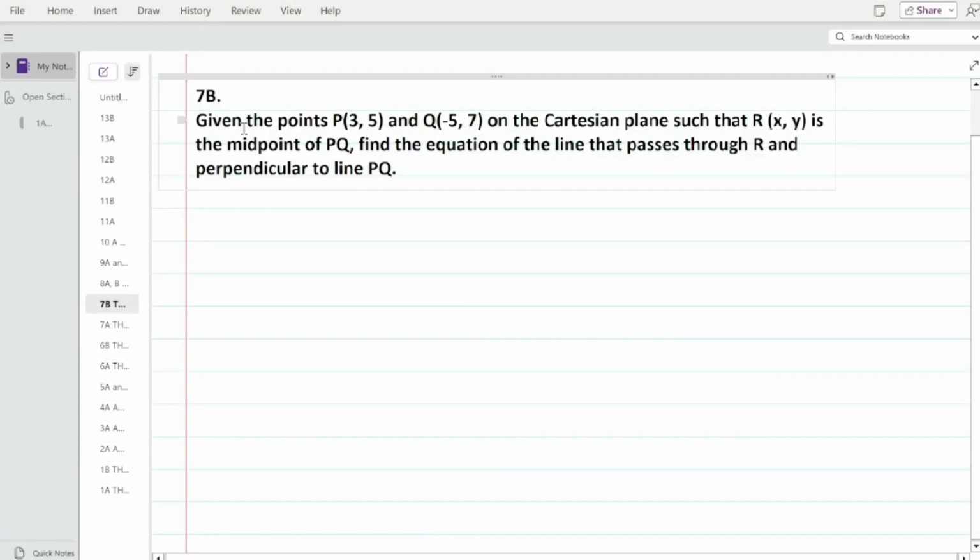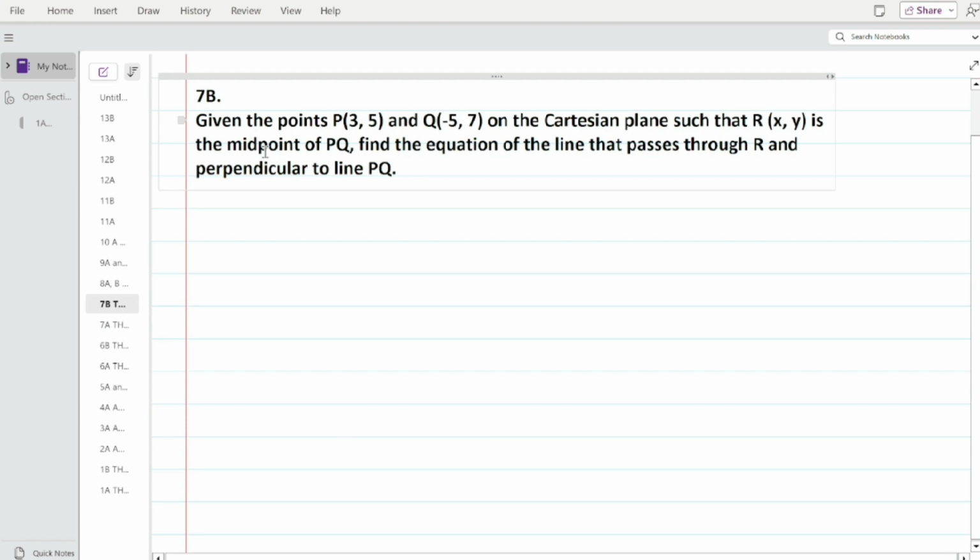Question 7b says, given the points P with coordinates (3, 5) and Q with coordinates (-5, 7) on the Cartesian plane, such that R with coordinates (x, y) is the midpoint of PQ. Find the equation of the line that passes through R and is perpendicular to the line PQ.